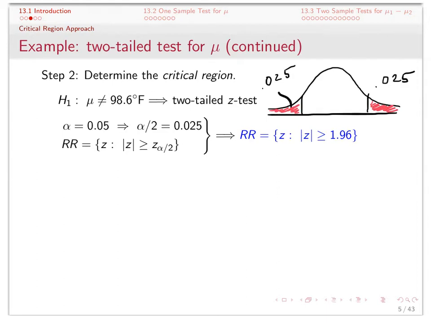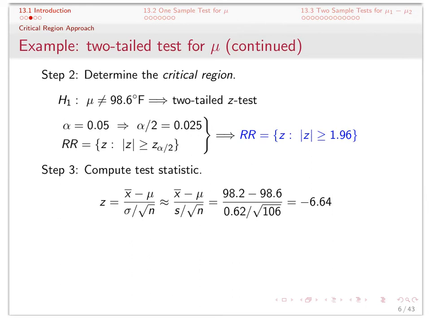In particular, if we look up the z-table for the z-score that has an area of 0.025 in the right tail, we'll find that z-score is 1.96. In other words, our rejection region is going to be the set of z-values for which the absolute value of z is greater than or equal to 1.96. That corresponds to z-values greater than or equal to 1.96 and z-values less than or equal to negative 1.96.